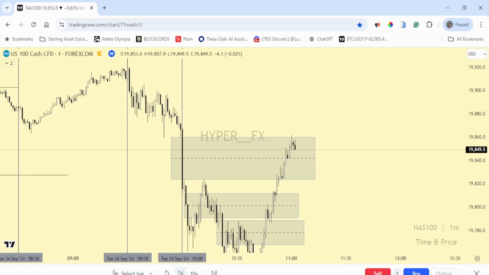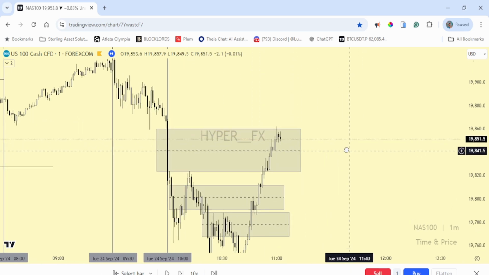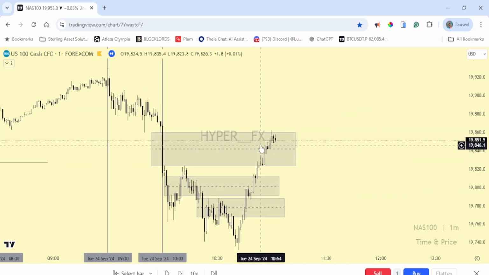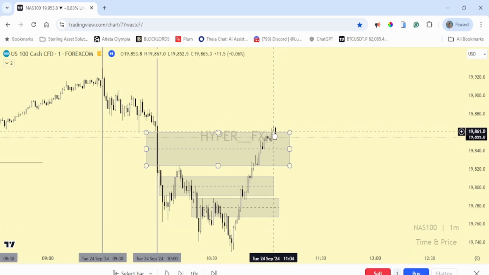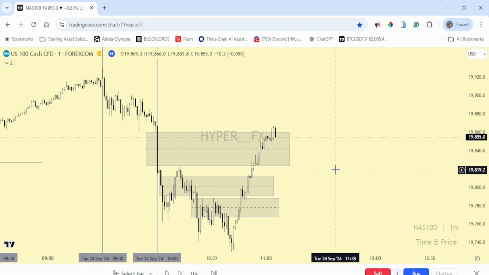So see, our first fair value gap, price is still not showing us any signs that it wants to go up. So let us keep waiting until price closes above it. Now we have our close right here. Now this is where it gets tricky.